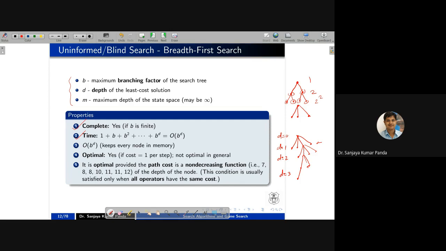And if you go for space complexity, it is also order of b to the power d, because you have to keep every node in the memory. Each and every node you need to keep in the memory.